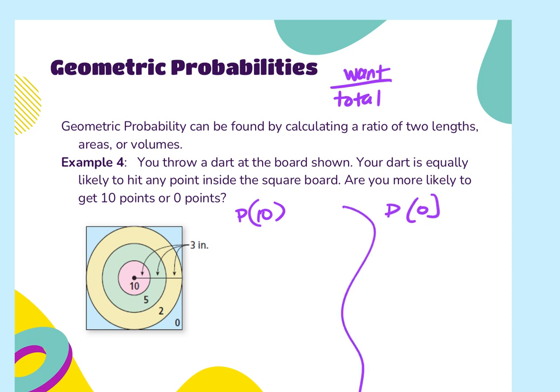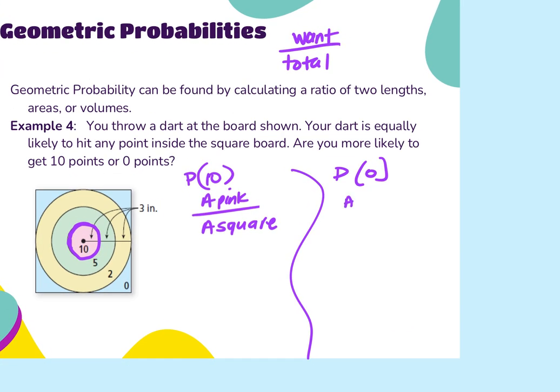So the probability of getting 10 points is in this little circle. Obviously, we're talking about area here, right? So I'm going to get the area of the pink circle, and I'm going to put it over the area of the square, the whole shape. If I want to get 0 points, then it's the blue. So it's the area of the blue section over the area of the square.